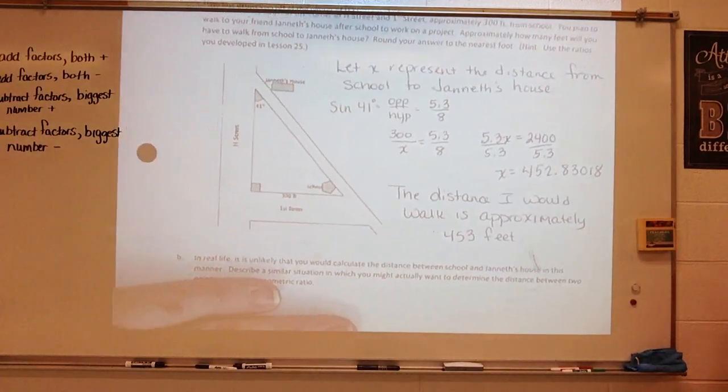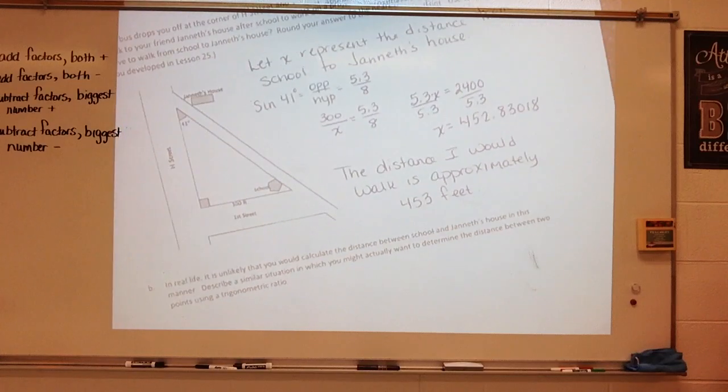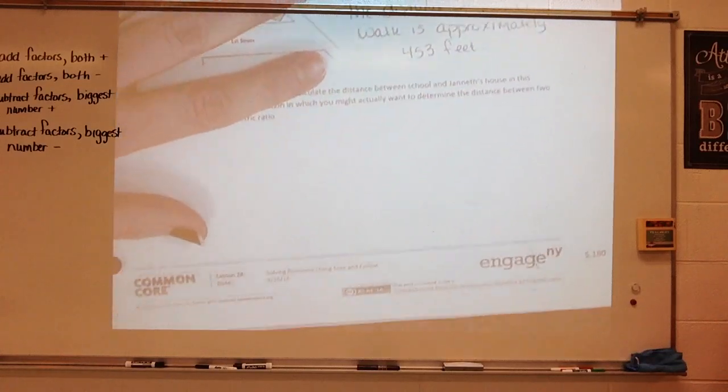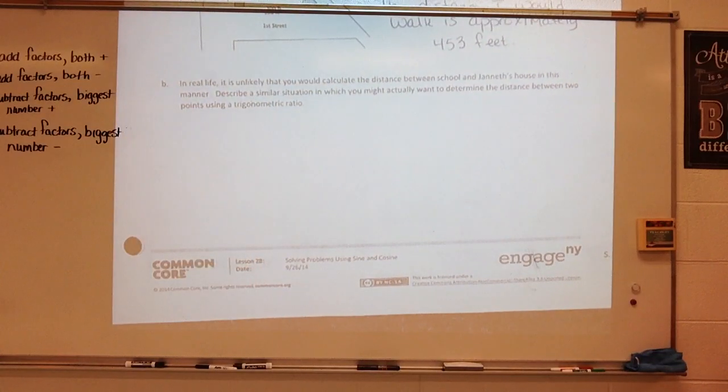Alright. Not too bad. Alright, let's look at question number 2. Part B. In real life, it is unlikely that you would calculate the distance between school and Janet's house in this manner. Describe a similar situation in which you might actually want to determine the distance between 2 points using a trigonometric ratio.